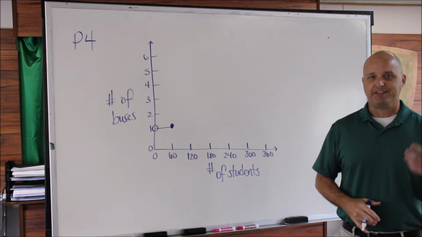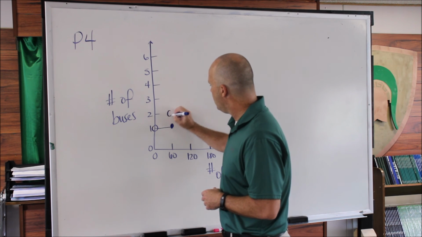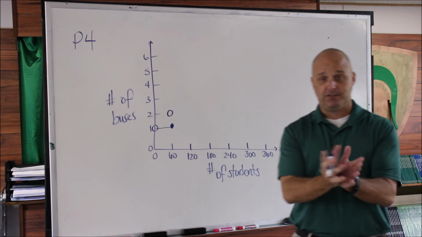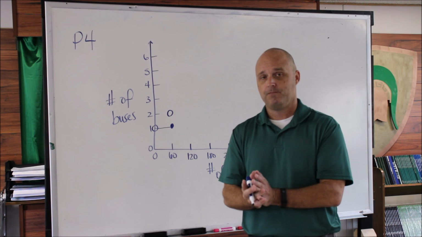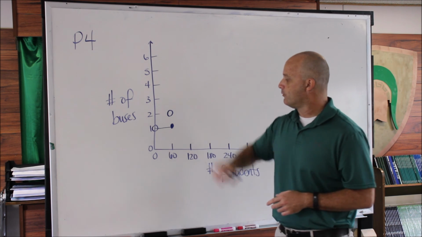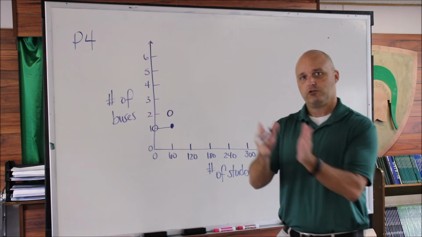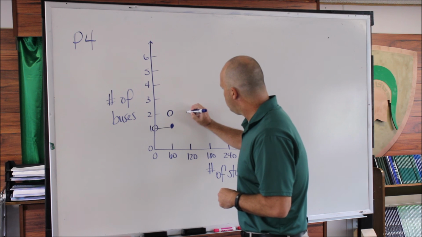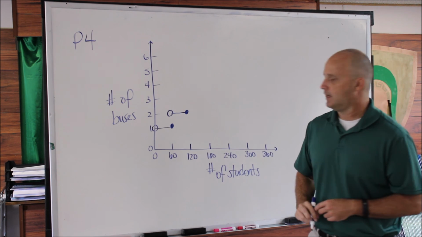Then once we get that 61st student, I'm going to use an open circle again at 60. This time it's telling me that the 60th student is not included on the second bus, so that's greater than 60. So we're looking at the 61st student here. Now student 61 to student 120 can fit on the second bus. So we'll put a closed dot at 120 and connect those dots together.